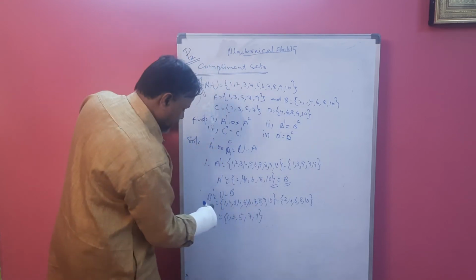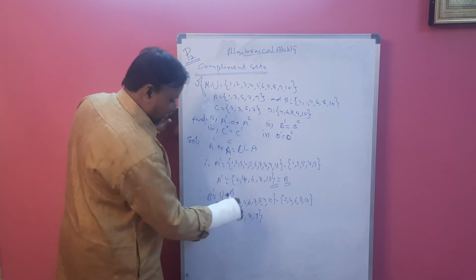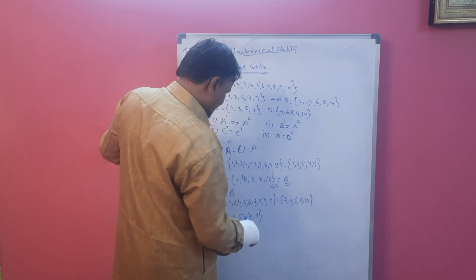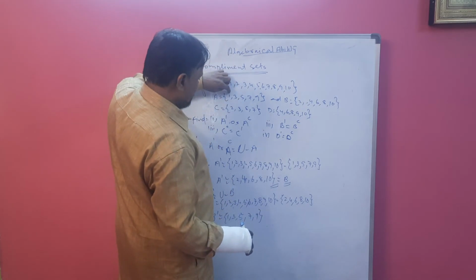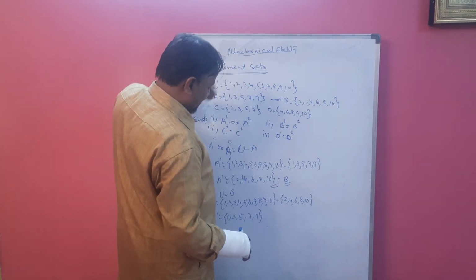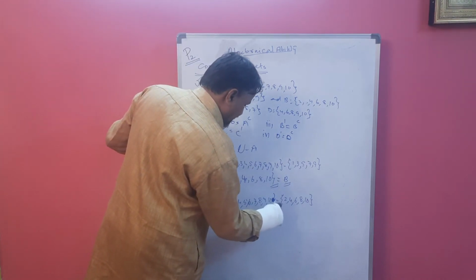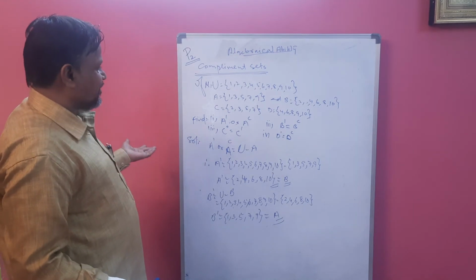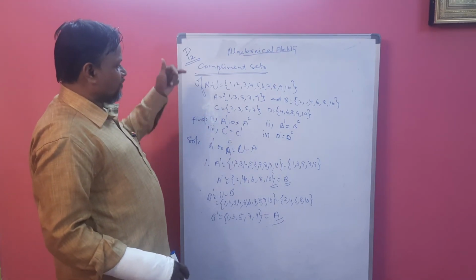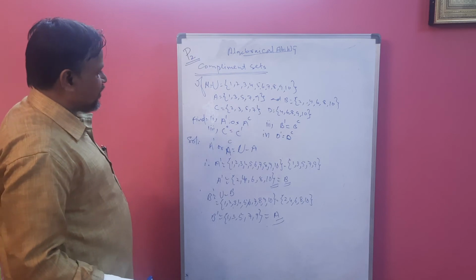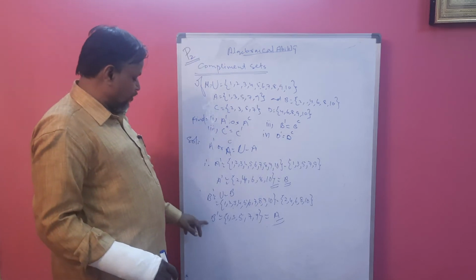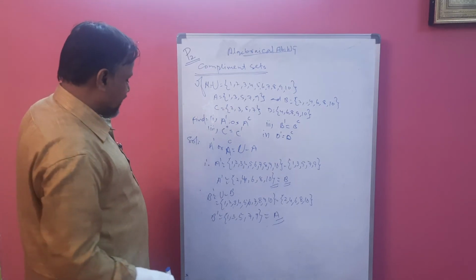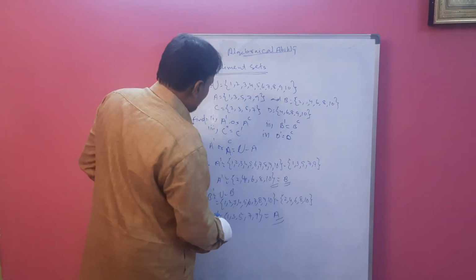So we have only odd numbers in B complement. All are odd. Odd is what? A having the same one: 1, 3, 5, 7, 9. So this is nothing but A. Okay, B complement is A. Why? Because A is entirely different than B. A has the odd numbers of the universal set, B has the even numbers of the universal set. So B complement is odd, A complement is even.